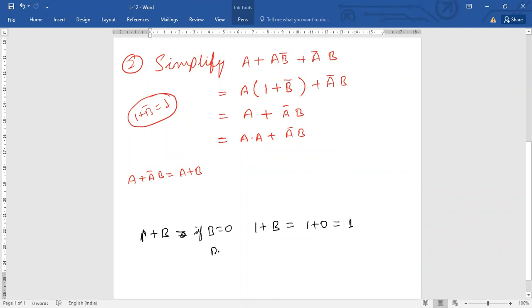Now if b is equal to 1 we put, then what will we have? 1 plus b is equal to what? No sir, it is right sir. 1 plus 1 is equal to what?